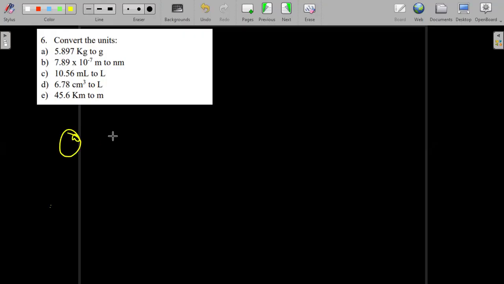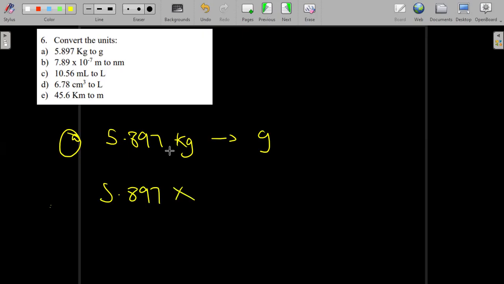So question A, they're saying convert 5.897 kilograms to grams. So we said we just have to write this same number there, and then we multiply by the value of this prefix here. So we have a kilo here. Kilo is 10 to the power 3. And then we are going to divide by the prefix of where we are going. So this is just grams. It doesn't have any prefix here.